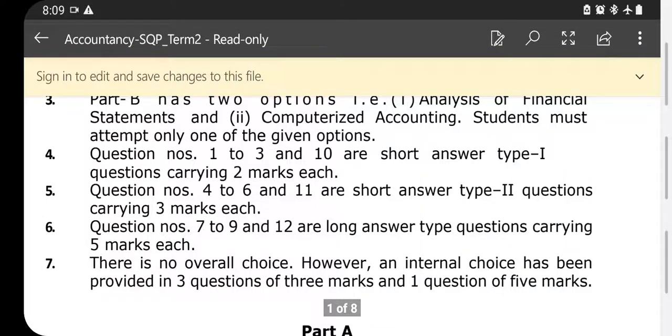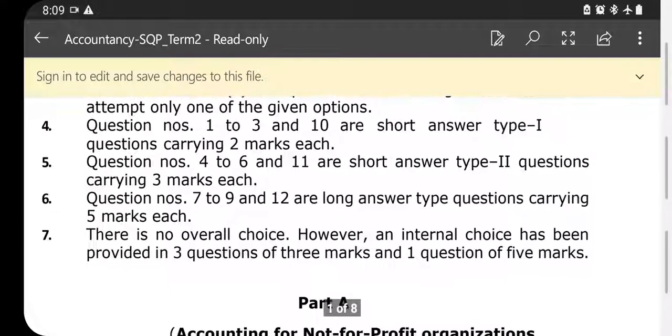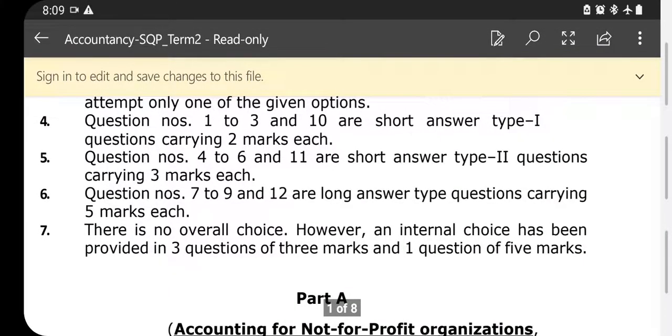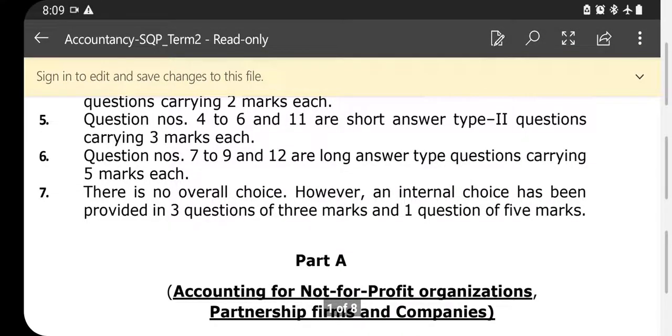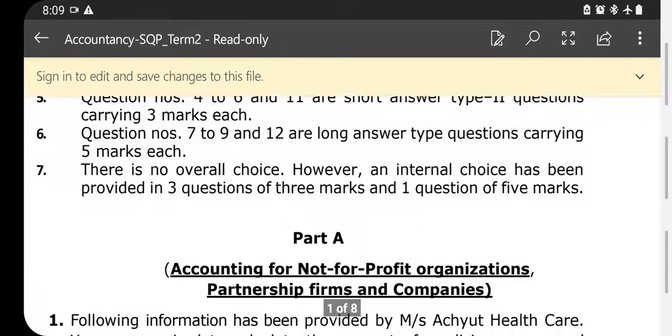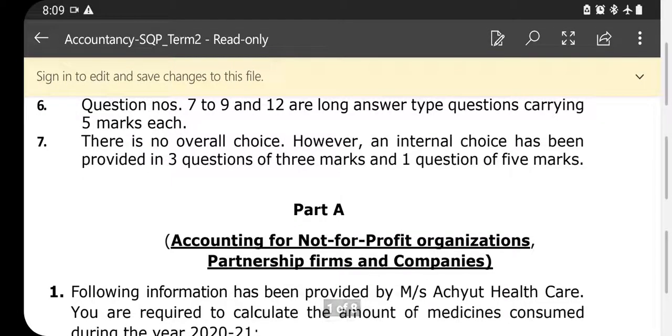Questions number 1, 2, 3 and 10 are short answer type 1 questions carrying 2 marks each. Question numbers 4 to 6 and 11 are short answer type 2 questions carrying 3 marks each. Question numbers 7 to 9 and 12 are long answer type questions carrying 5 marks each. There is no overall choice. However, an internal choice has been provided in 3 questions of 3 marks and 1 question of 5 marks.